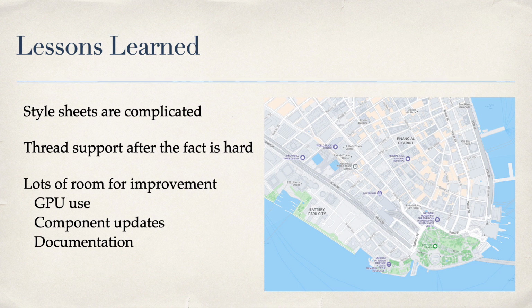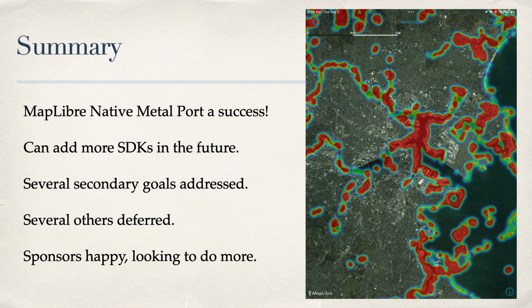Switching more things to the GPU would be great. Adding new components to the system could use some work. And of course, there's always documentation. So how did it go? The native Metal port was successful. We can add more SDKs in the future, Vulkan if somebody wants it, others, which sort of future proofs the toolkit. So now of course, they've got the web version, they've got the native version, they can support multiple SDKs. That should future proof things for a while.